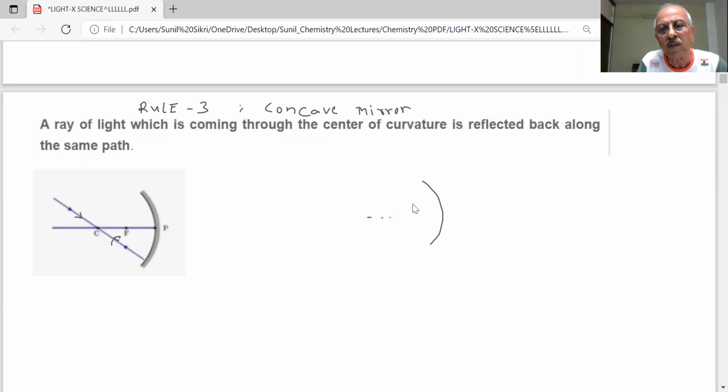Again, I said you have a principal axis, student. You draw the concave mirror, students. Now you know this is the pole, with the scale 2 centimeter focus, and drawing another 2 centimeter will be the center of curvature. Sometimes when we draw the images, some errors take place.